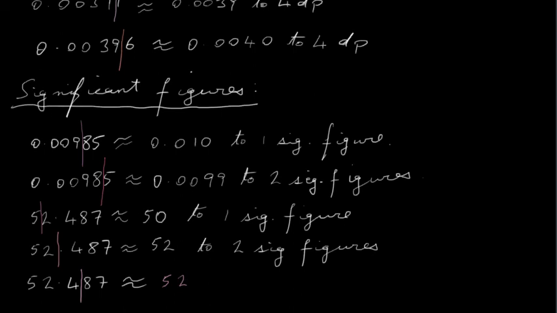So we end up with 52.5. This 4 changes to a 5 because of this 8 here. And that is to 3 significant figures. So that's it. There are your significant figures and decimal places.